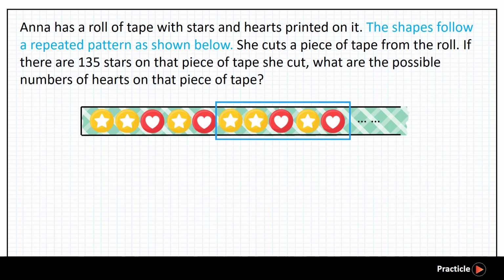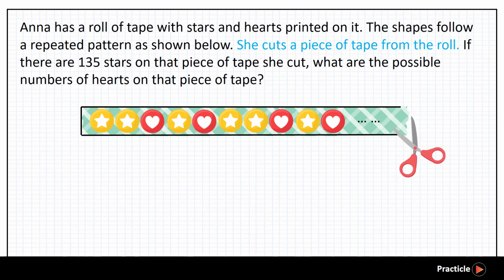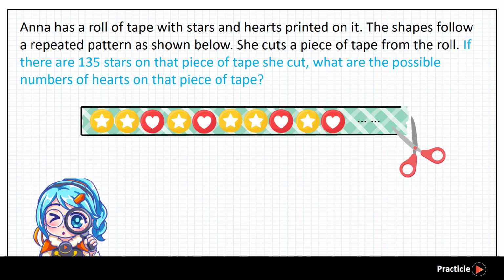Reading on, we are given that Anna cuts a piece of tape from the rope. Now here comes the question. If there are 135 stars on the piece of tape that she cut, what are the possible numbers of hearts on the piece of tape? How do we go about solving such a pattern question like this?